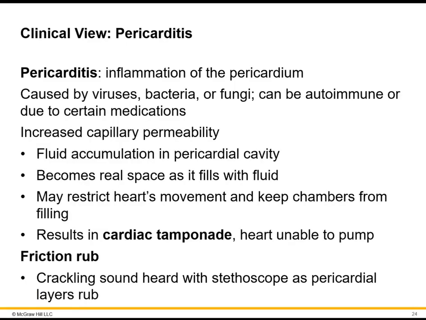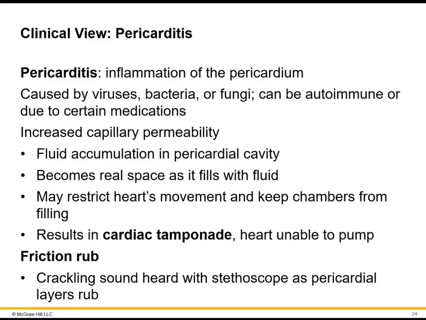All right, let's talk a little bit about pericarditis. What is that? It is the inflammation of the pericardium. This can be caused by a variety of things. Most often it's infectious, so caused by viruses, bacteria, or fungi, but it can be autoimmune or even due to certain medications. What happens with inflammation is you get leaky vessels, you get increased capillary permeability, and just what that means is that fluid can leak out of the capillaries more easily than it usually can.